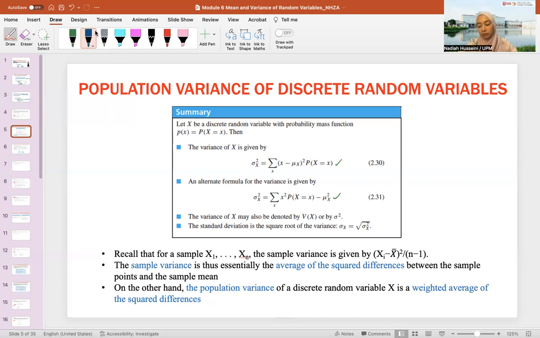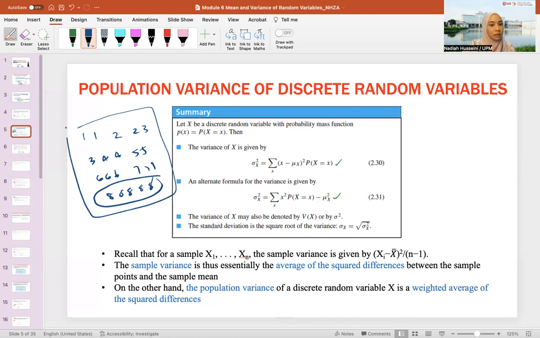For example, what does weight mean? Okay, I have this sample: 1, 1, 2, 2, 3, 3, 4, 4, 5, 5, 6, 6, 6, 7, 7, 7, 8, 8, 8, 8, 8. I hope I don't screw up on this example. Now I can say that the number 8 is the most weighted, because it occurs the most in this sample space.